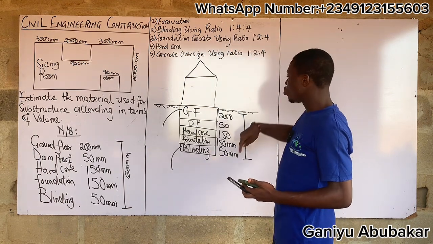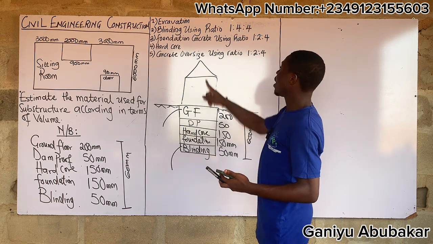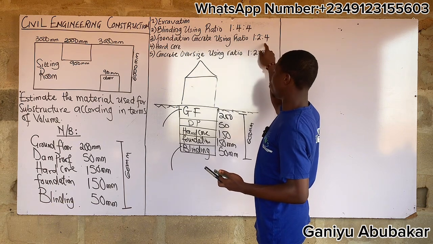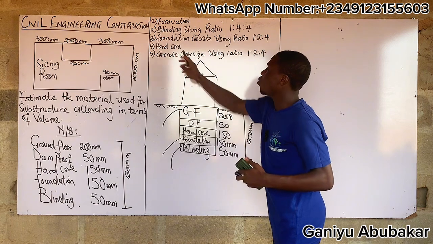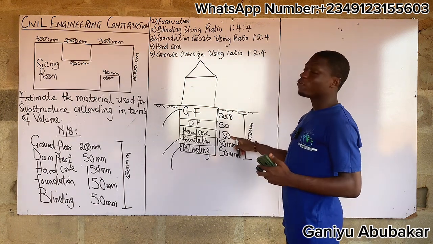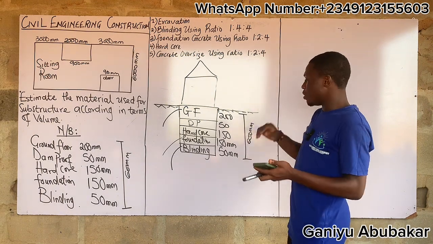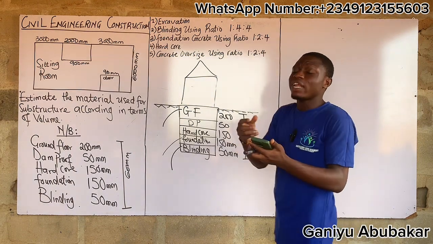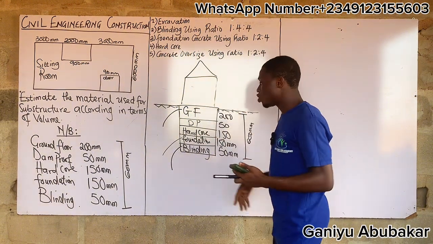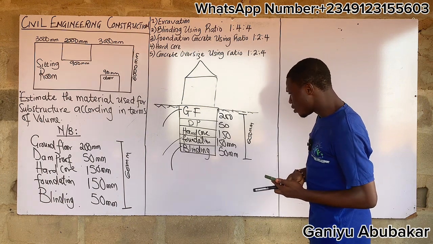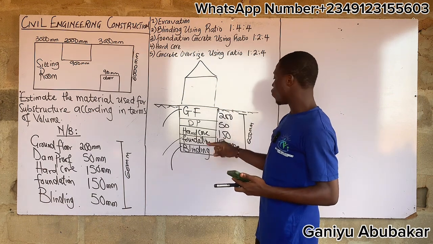Also, this foundation concrete is given as the ratio of 1:4. So I'm going to calculate for this one too. Also, hardcore is a minimum of 150 millimeter thick. So I'll pour my hardcore to a height of 150 millimeter. Hardcore is like a stone, right? I'll show you a video very soon that will explain this concept. So hardcore will be poured to a height of 150.